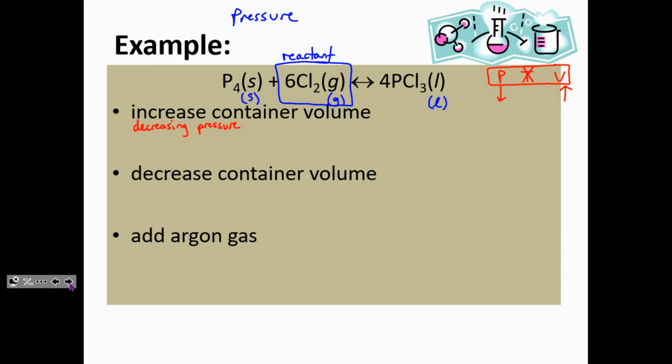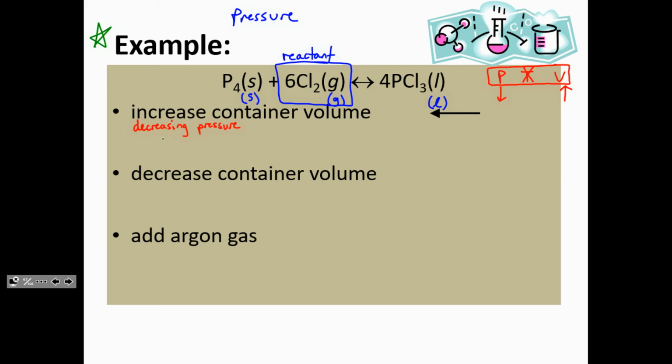And because we have more moles of gas on the left side of the equation, we're going to be shifting equilibrium to the left. So just a heads up, this tends to be the most complicated concept for students to understand.